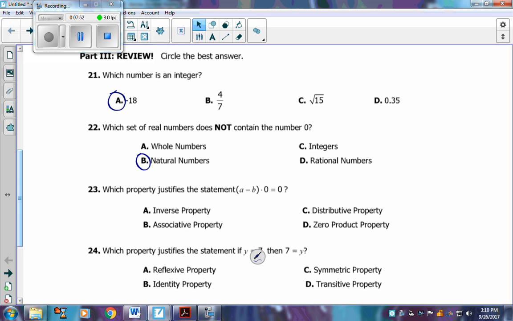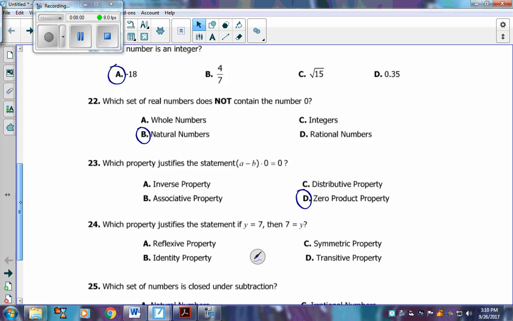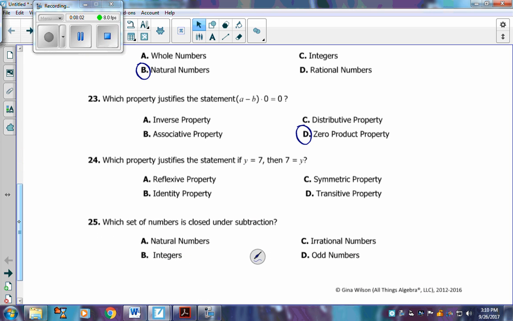23, which property justifies the statement a minus b times 0 is 0? That is your zero product property. 24, which property justifies the statement if y equals 7, then 7 equals y? That is your symmetric property.